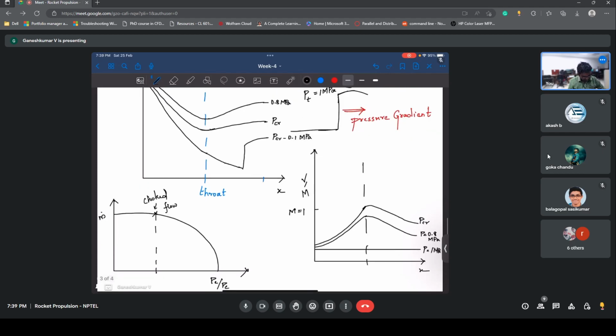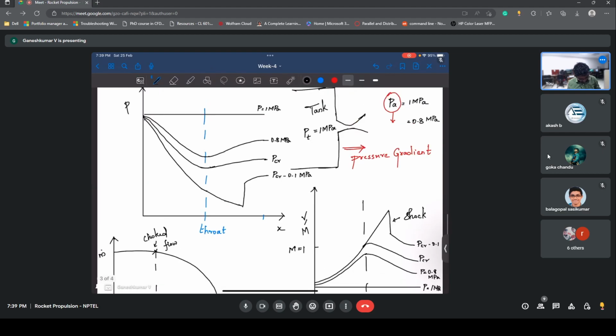Okay, so in the Mach number plot, if you look at it, it is going to be Mach 1, and after that it's going to increase, and then suddenly decrease to reach this pressure, and this is called the shock. I drew it wrong here. It is going to be Mach 1, and going to increase.